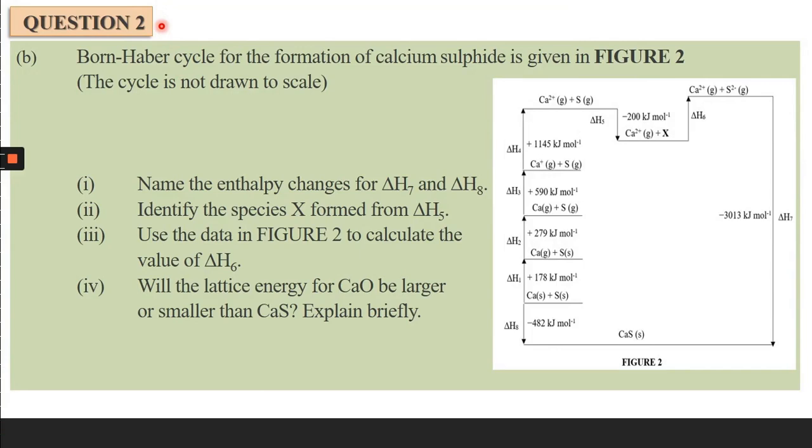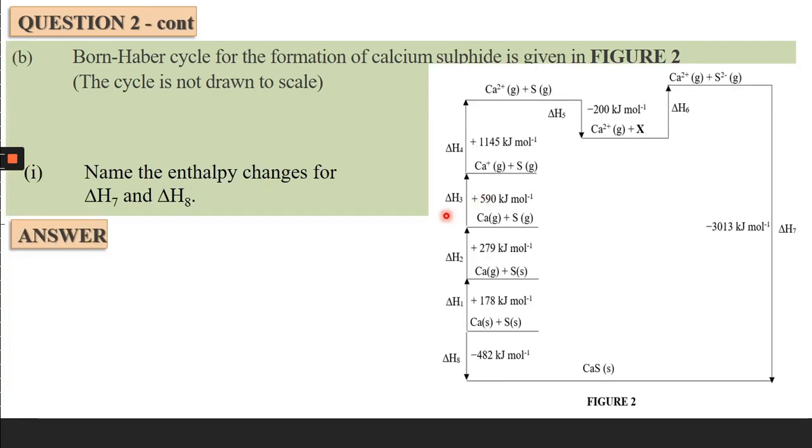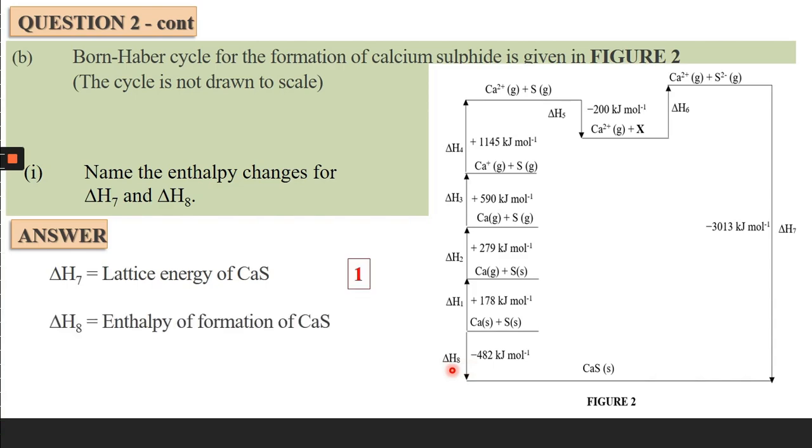Moving on to question 2b. Born-Haber cycle for the formation of calcium sulfide is given in figure 2, and the cycle is not drawn to scale. Question number 1. Name the enthalpy changes for delta H7 and delta H8. So delta H7 is found here, which is the lattice energy of calcium sulfide or CaS. Delta H8 is found here, which is the enthalpy of formation for calcium sulfide or CaS. These are the marks for this question.